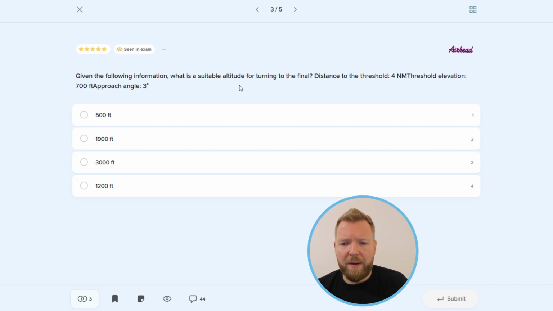And now, finally, we got an equation where height in feet equals degrees times distance in miles times 100. So if we put the numbers from the question, we'll have 3 degrees times 4 nautical miles times 100, and the result is 1,200 feet height. Since we are being asked for altitude, do not forget to add 700 feet of elevation. So the correct answer is 1,900 feet altitude.